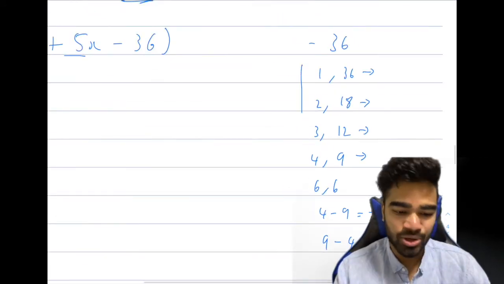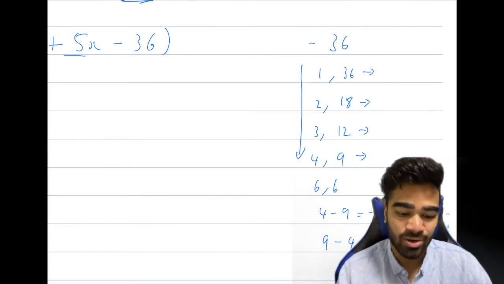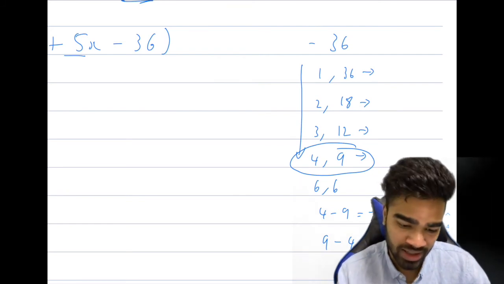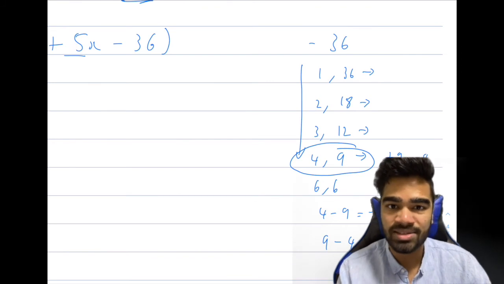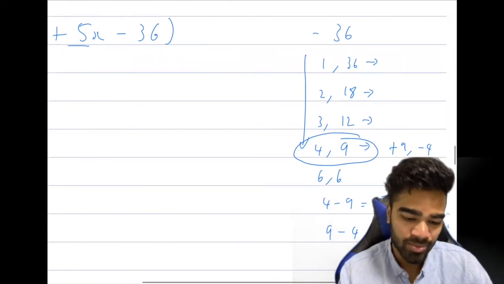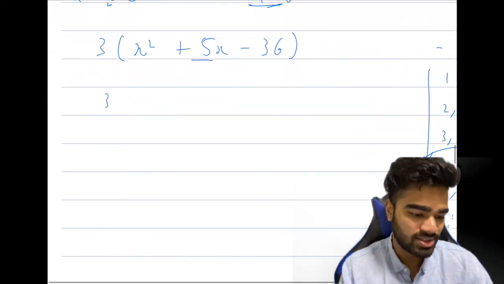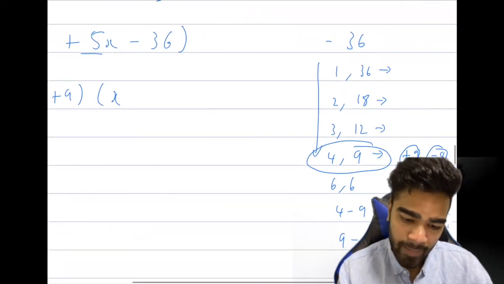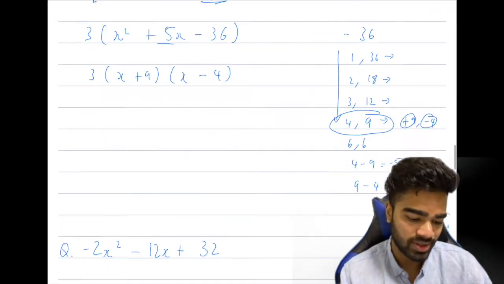Right? By the way, you don't have to do this entire thing the whole time. I'm just showing you how I do it if I ever get stuck or if I don't know straight away. So if you don't know straight away that it's positive 9 and negative 4, then you can just go through each of them and add and subtract them until you get the number that you want. So that's the method I'm showing you. Okay? But if you can get it straight away, good. Go to the next step. So it'll be 3x plus 9 and x minus 4. Add to positive 5, multiply to negative 36.